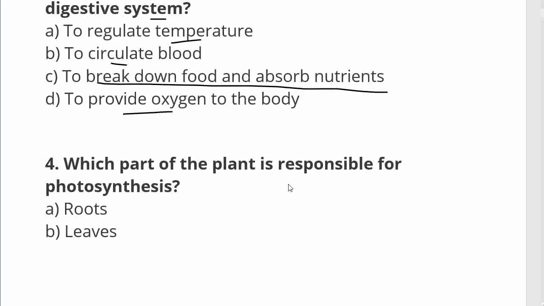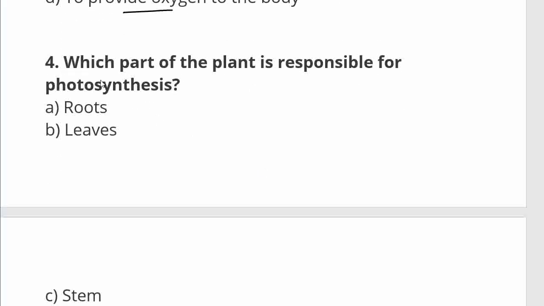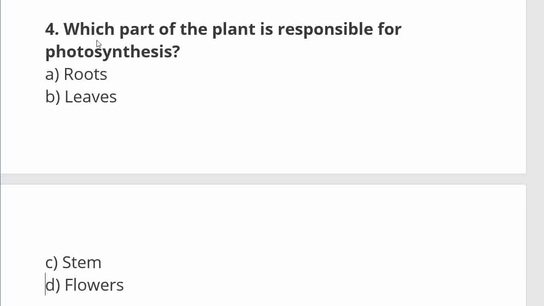Now come to the next question. Which part of the plant is responsible for photosynthesis? Options are A. Root, B. Leaves, C. Stem, D. Flowers. The right answer is option B, leaves. Photosynthesis primarily occurs in leaves, where chlorophyll absorbs sunlight to convert carbon dioxide and water into glucose and oxygen.